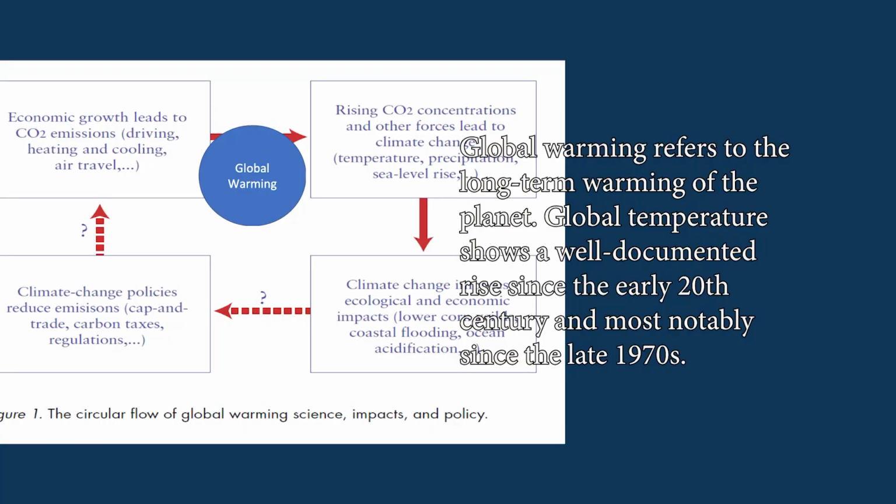Now, what is global warming and what is climate change? I'm sure these days you keep hearing these two terms quite often. So global warming refers to the long-term warming of the planet. As I have already shown in the previous lecture, the temperature is rising. The temperature of the entire world is rising. So this phenomenon is known as global warming.